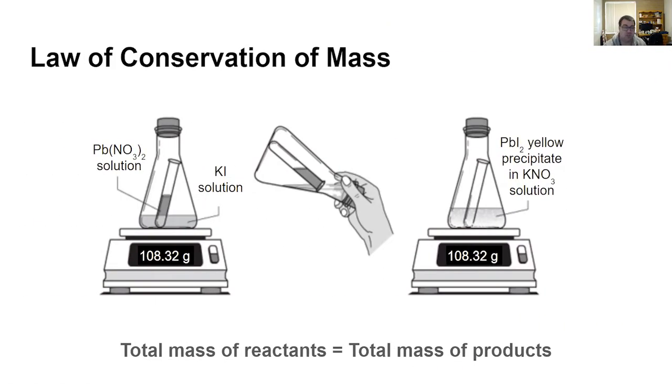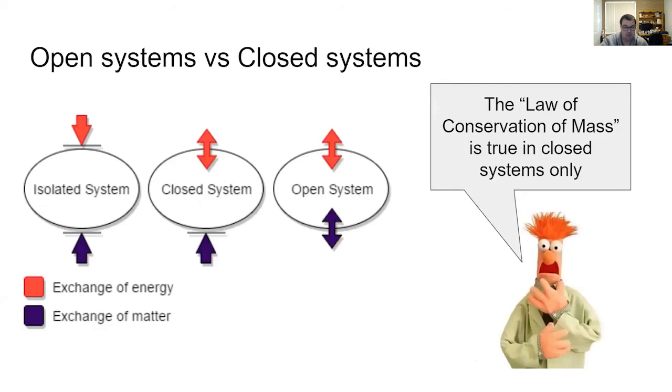So what that demonstration shows us is that our total mass of our reactants, our lead nitrate and our potassium iodide solution when we start is 108.32 grams. Once we invert that and mix the two and form our product, our lead iodide yellow precipitate, and we weigh it again, it still weighs the same mass. We haven't created or destroyed matter, we've just rearranged it. The total mass of reactants is equal to the total mass of products. That all seems simple enough, all right? But there is a but, okay?